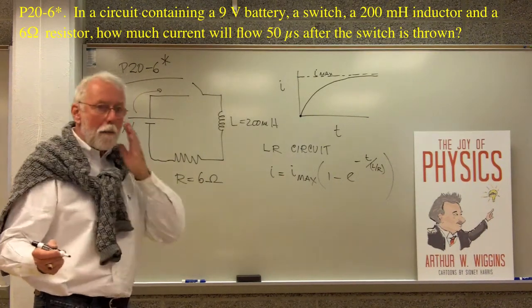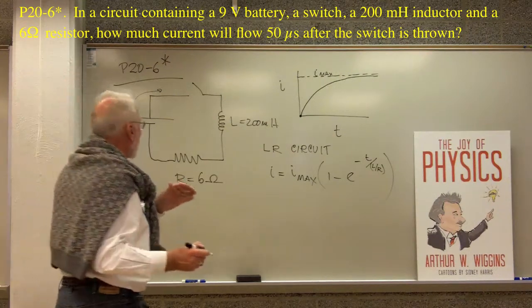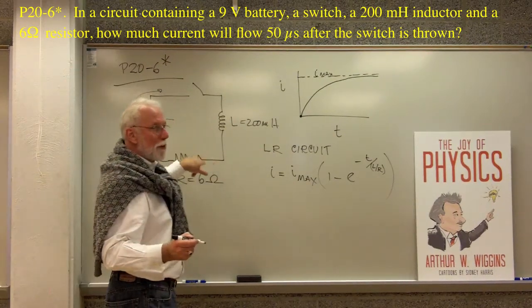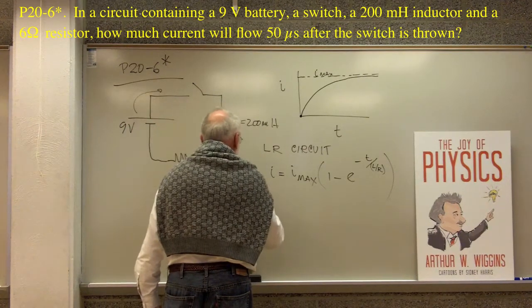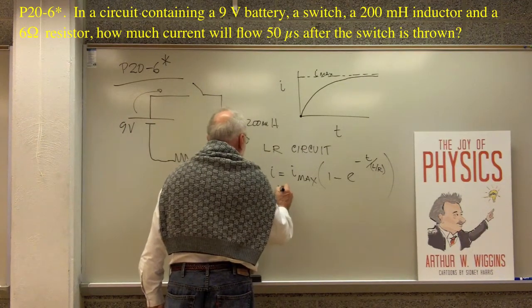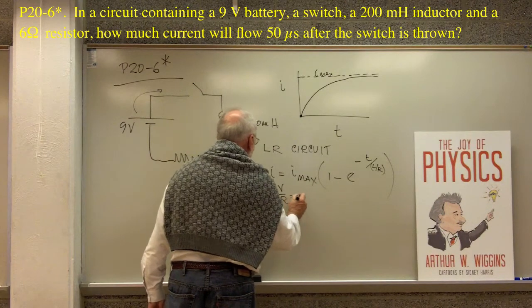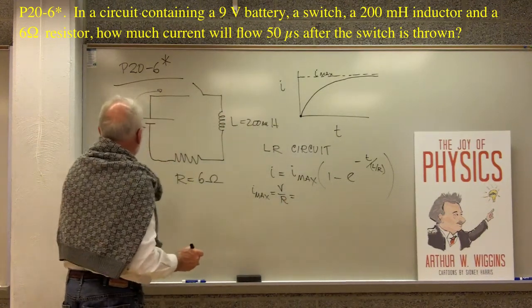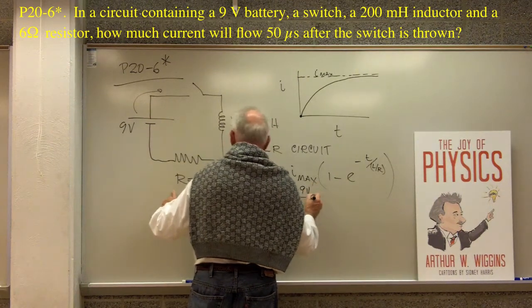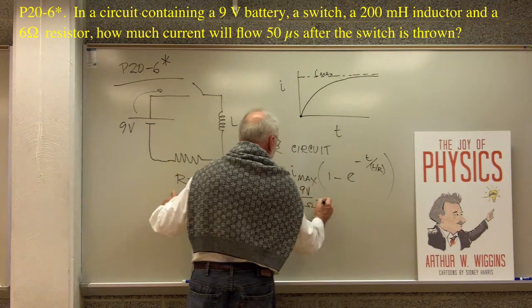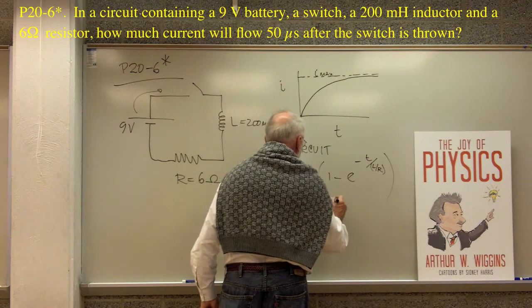What's Imax? How do you get Imax? Well, Imax occurs when, for all practical purposes, there's just nothing left but a resistor. And so Imax is equal to V over R. So we know what Imax is. It's 9 volts divided by 6 ohms. And so this is 1.5 amps.